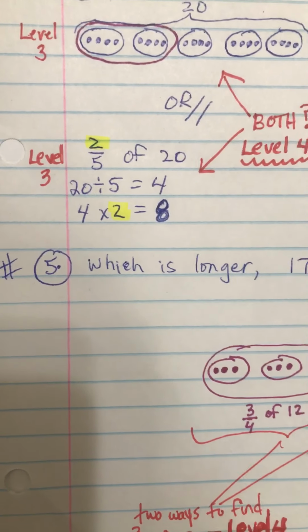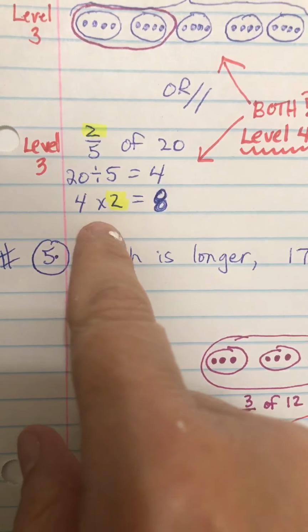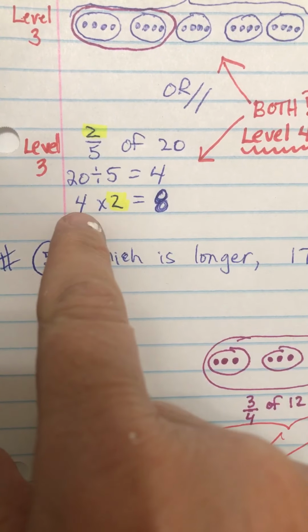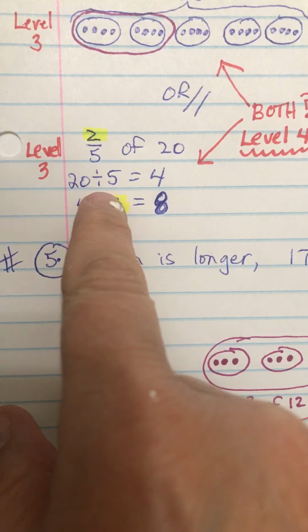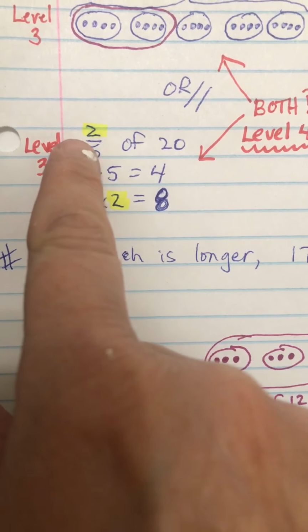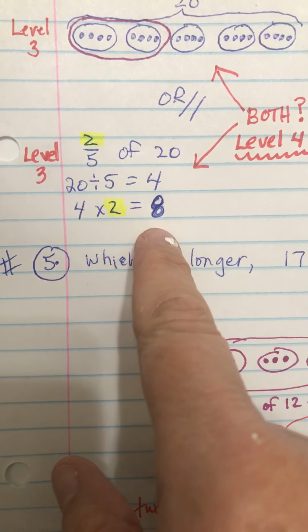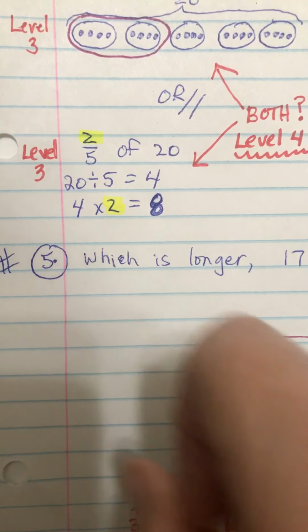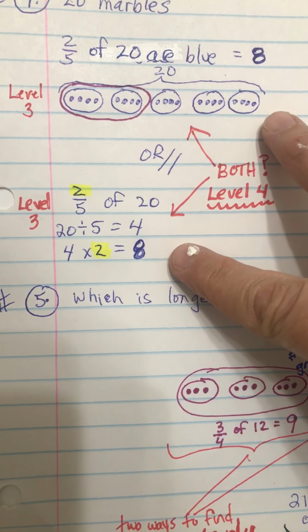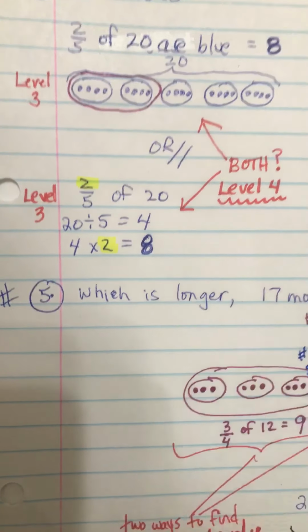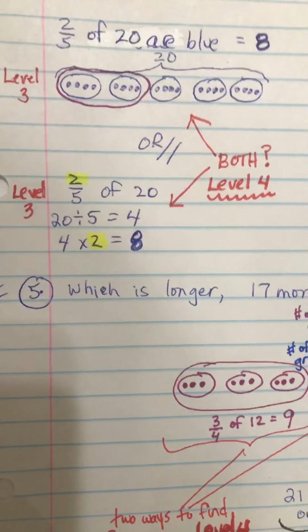I could also earn a level 3 by using this method, which we did on one of the previous pages. 2/5 of 20. First I do 20, which is the whole number, divide by the denominator. 20 divided by 5 is 4. And then multiply 4 by the numerator to get the answer 8. So 2/5 of 20 is 8. So as I said, if you did this method, that's level 3. If you do both methods, showing your thinking in more than one way, we know that that's a level 4. So I did both ways for a level 4.